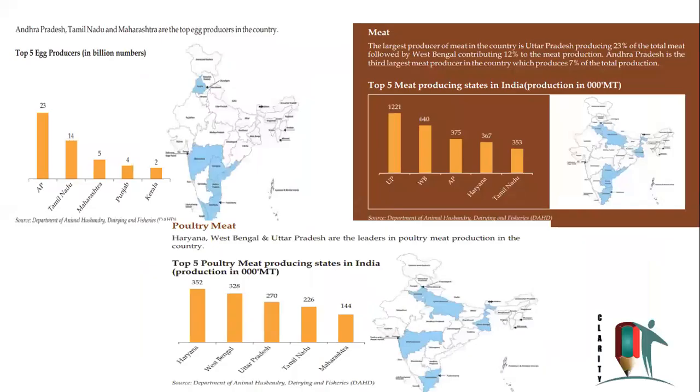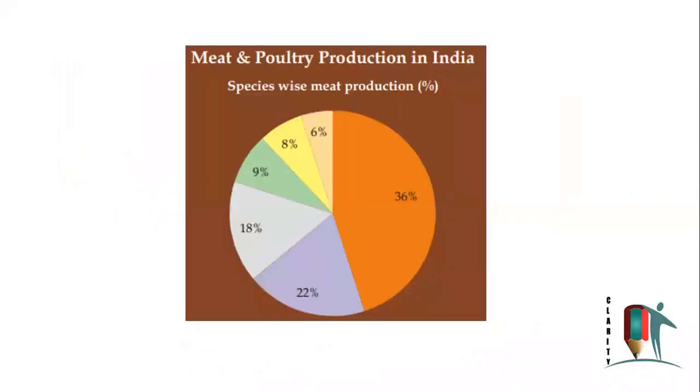Now these are some of the important data I discussed earlier. Egg production Andhra Pradesh, meat production UP, and chicken production, that is poultry meat, highest is in Haryana. See the share of different types of meats. See 36% जो है ये पोल्ट्री का है. सबसे ज्यादा शेयर जो है पोल्ट्री का सबसे ज्यादा है, that is 36%. You need to remember this.